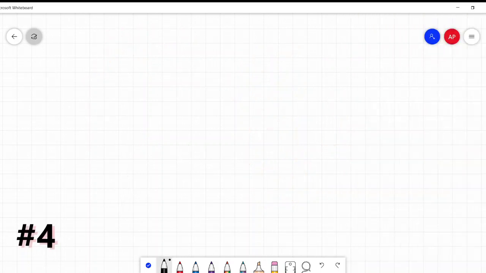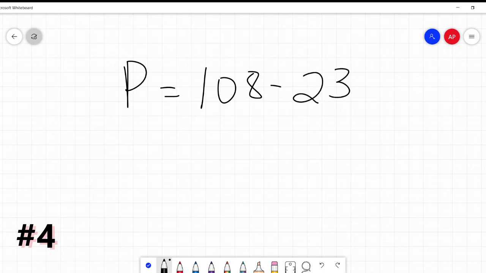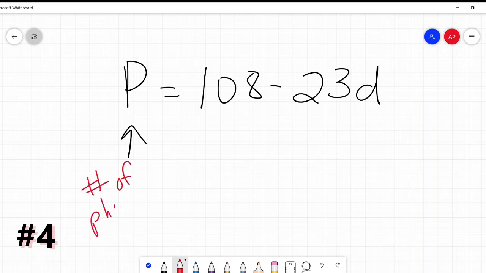Number 4. Kathy is a repair technician for a phone company. Each week she receives a batch of phones that need repairs. The number of phones that she has left to fix at the end of each day can be estimated with this equation that they give us. P equals 108 minus 23 times D. P is the number of phones left. Pardon my awful handwriting here. And D is the number of days worked.